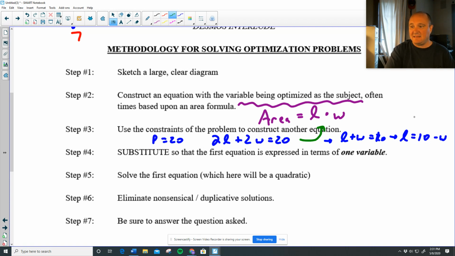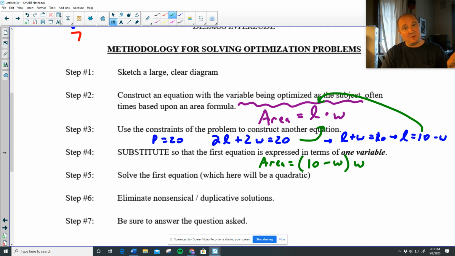So now I'm going to take this and substitute it in for L here. So I rewrite my original equation, area equals 10 minus W times W. Now, at this point, depending on what the question's asking, I might do a number of different things. Most of the time, what I'm really trying to do is type in the equation and find the vertex. And I'm looking for the vertex.